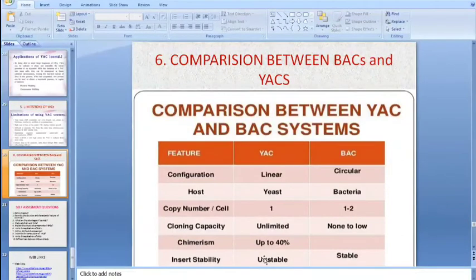So like that, cloning vectors are nothing but DNA molecules which carry foreign DNA inside them. They are very useful and used as tools in animal biotechnology.